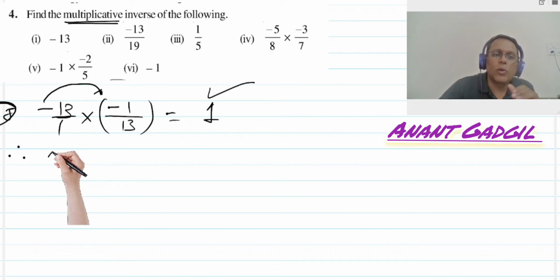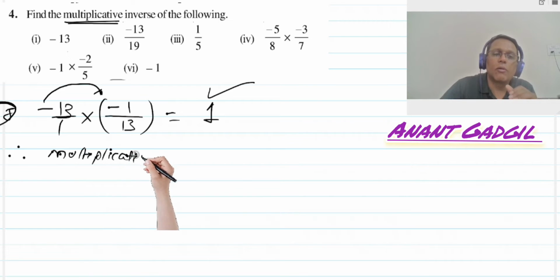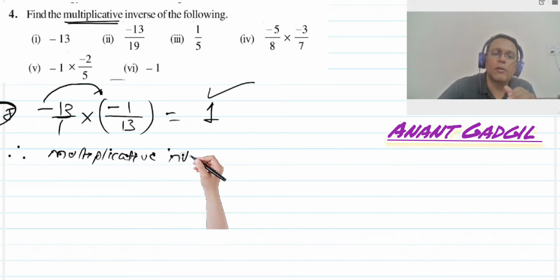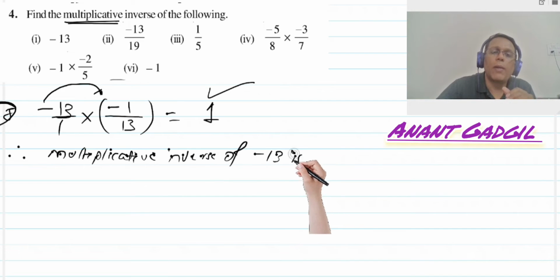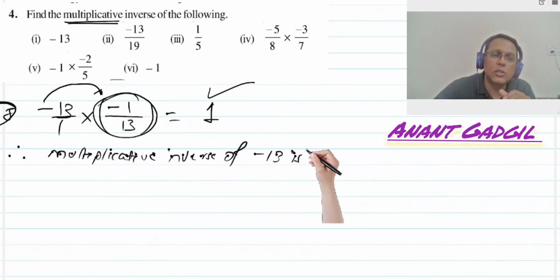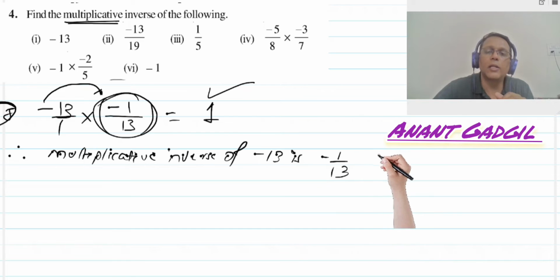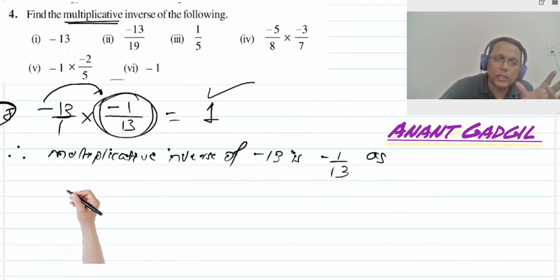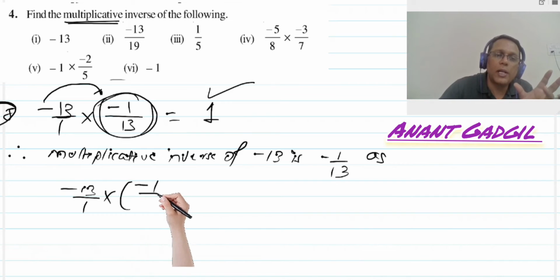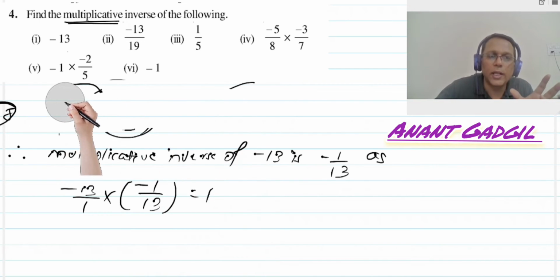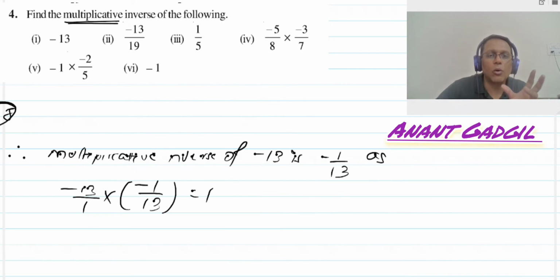You can write in words, multiplicative inverse of minus 13 is minus 1 by 13. You can do it like this now, as minus 13 by 1 multiplied by minus 1 by 13 gives 1. You can write it like this. Okay. So now let's look at the next question.